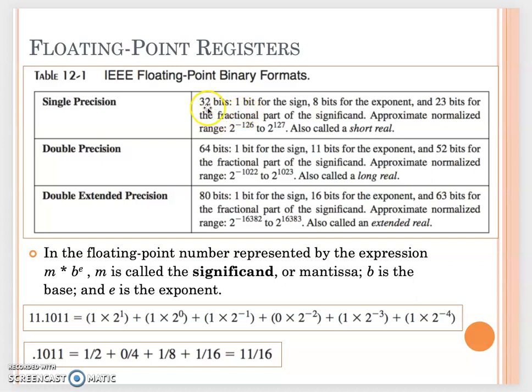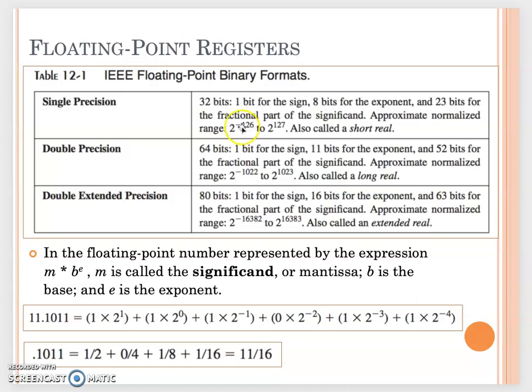But one thing is, if you have 32-bit, they reserve 1 bit for the sign, 8 bits for the exponent, and the other 23 bits for the fraction part of the significand. So what does that mean? That means your normalization range here is 2 to the negative 126 power to 2 to the 127 power. This one I want you to pay attention to. 2 to the 127 power, we know that's very big, right? But what is 2 to the negative 126 power?